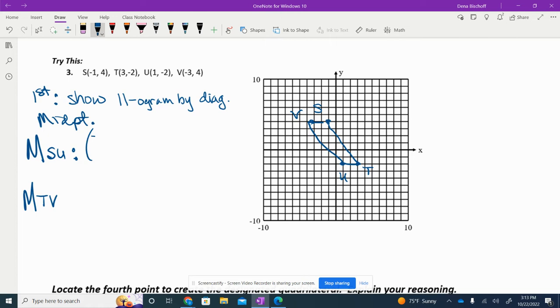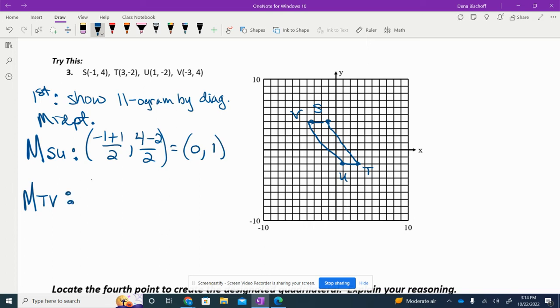So let's see, SU, negative 1 plus 1 over 2 and 4 minus 2 over 2. Oh, that's wrong. Sorry. I have too much going on. So negative 1 plus 1 over 2 and 4 minus 2 over 2. So negative 1 plus 1 is 0. 0 divided by 2 is 0. 4 minus 2 is 2. 2 divided by 2 is 1.